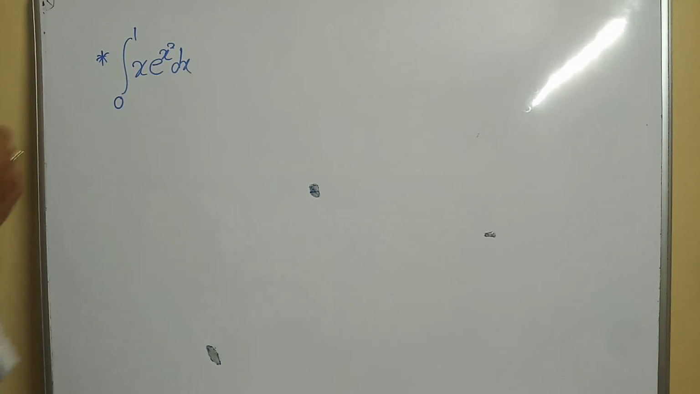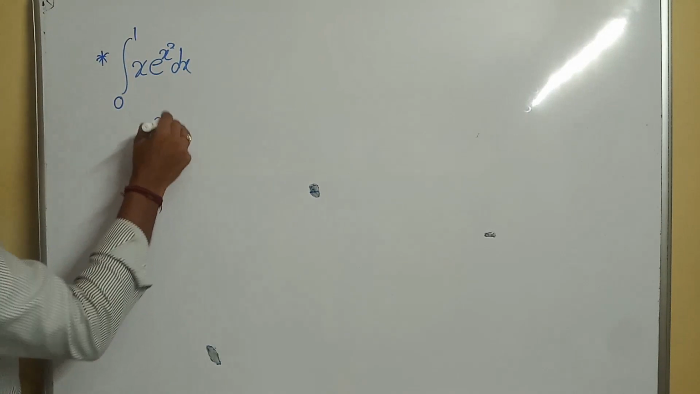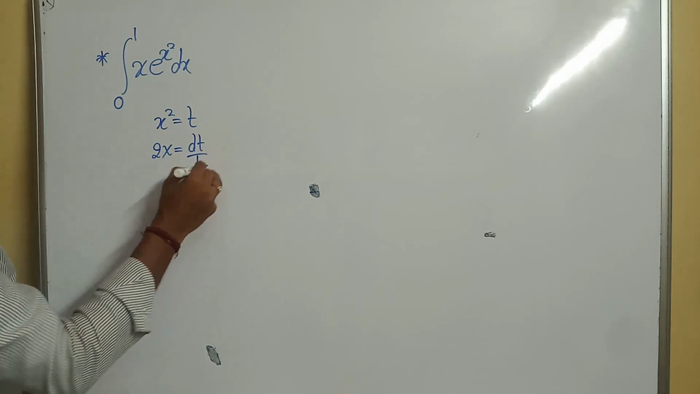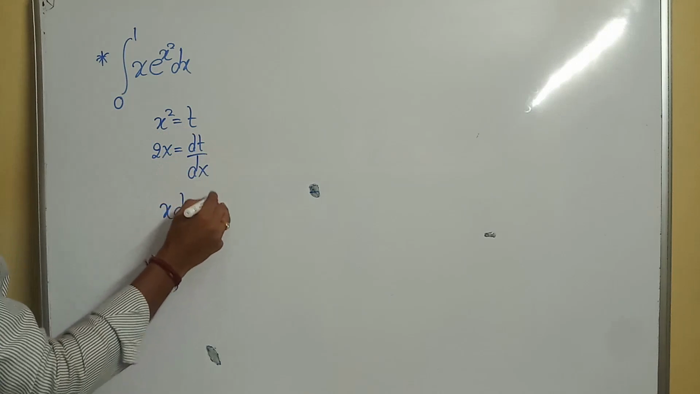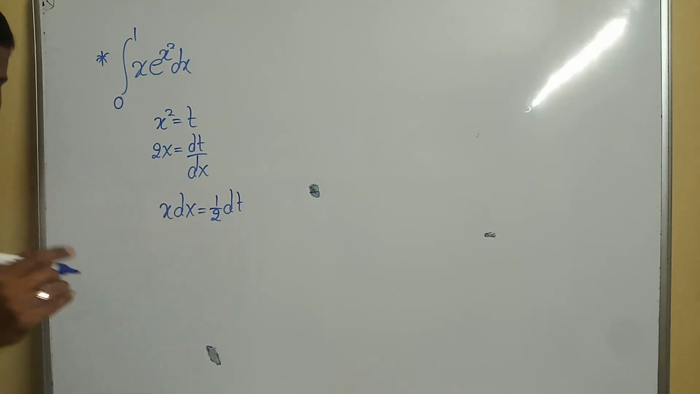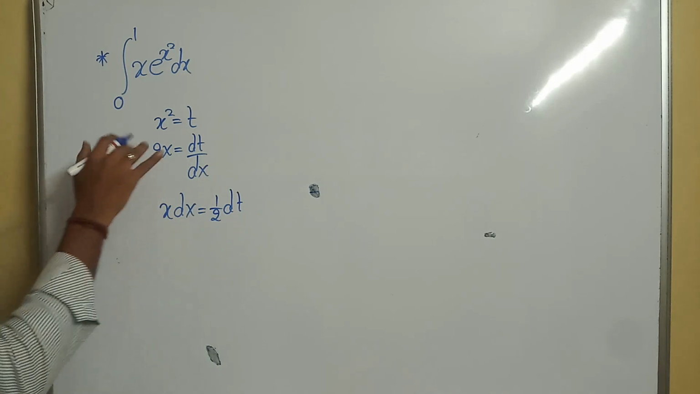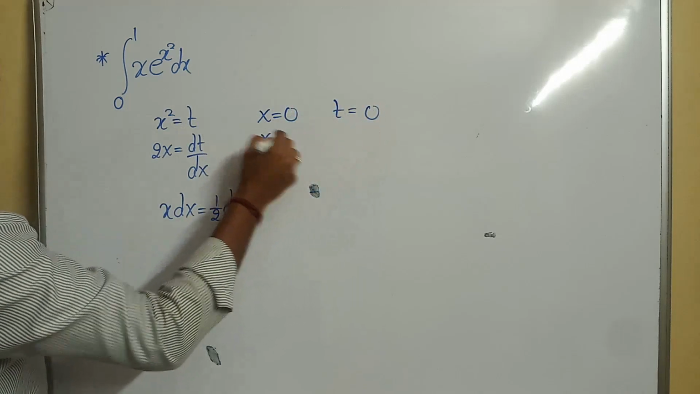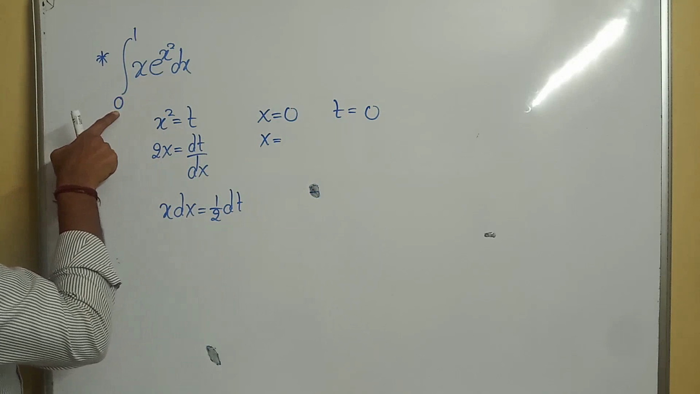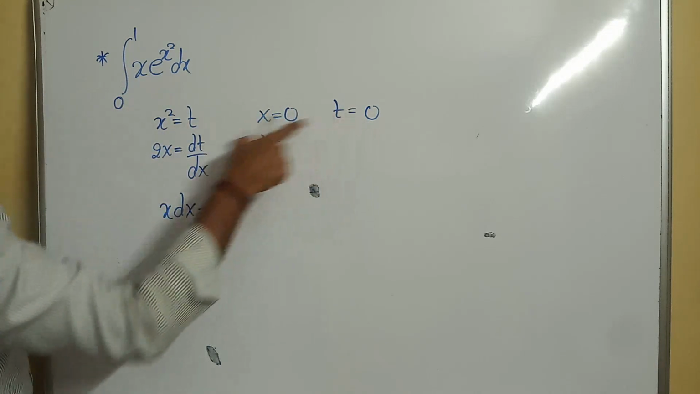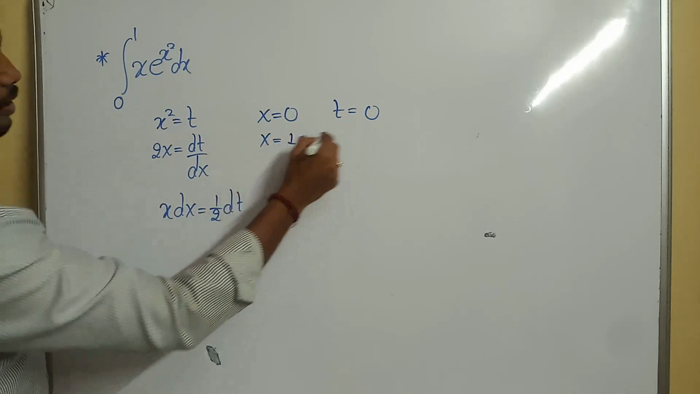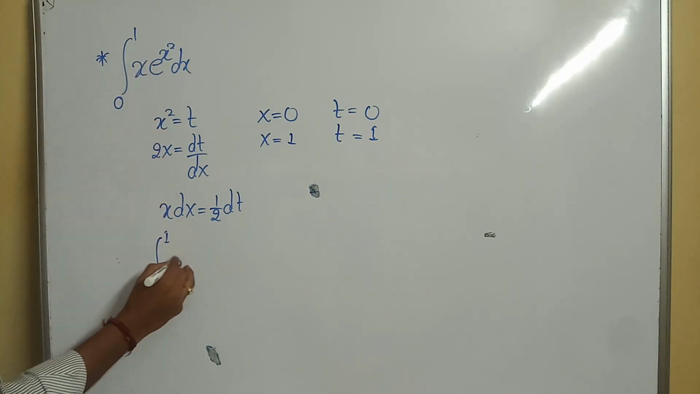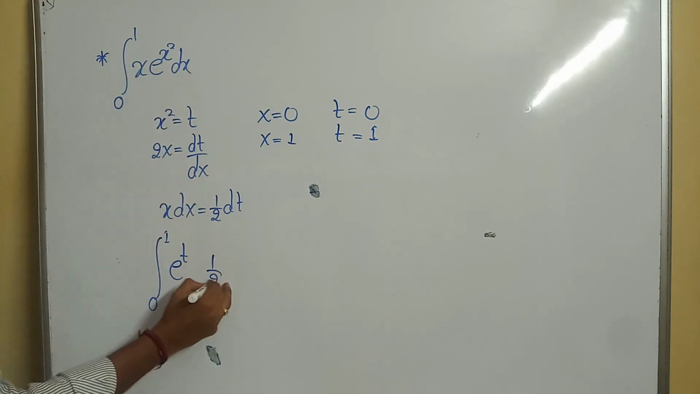Concentrate on the board. X e to the power x square. Put x square as t. What is the derivative of x square? 2x. The derivative of t will be dt by dx. So x dx is equal to 1 by 2 dt. Got it? Now I need to change the limits also. When x is equal to 0, t will be 0. When x is equal to 1, t is equal to 1, no change in the limit, that's why 0 to 1. Now e to the power t, x dx will be 1 by 2 dt.